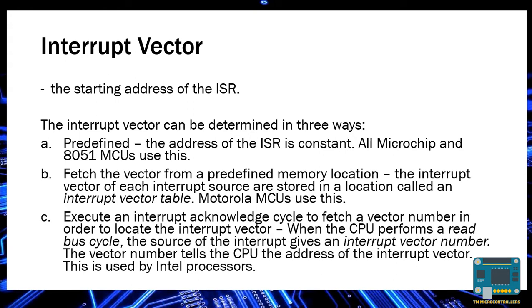The third way, the last way, is an interrupt acknowledge cycle that fetches a vector number in order to locate the interrupt vector. When a CPU performs a read-bus cycle, the source of the interrupt gives an interrupt vector number. This vector number tells the CPU the address of the interrupt vector. This is how Intel processors read or determine the interrupt vector.